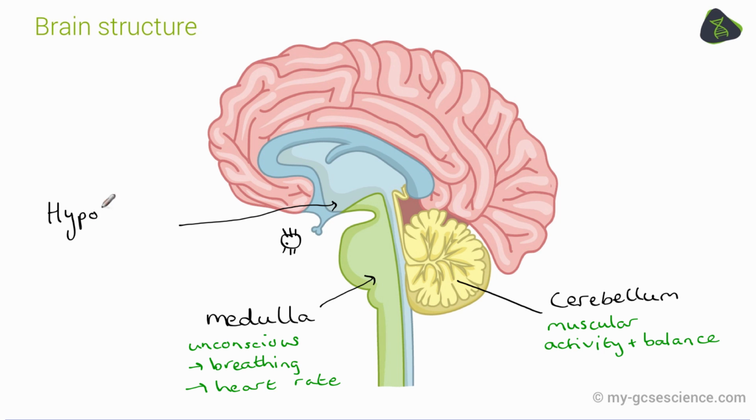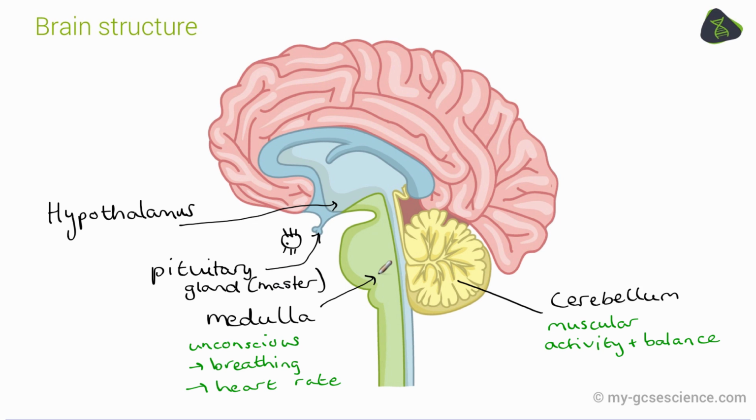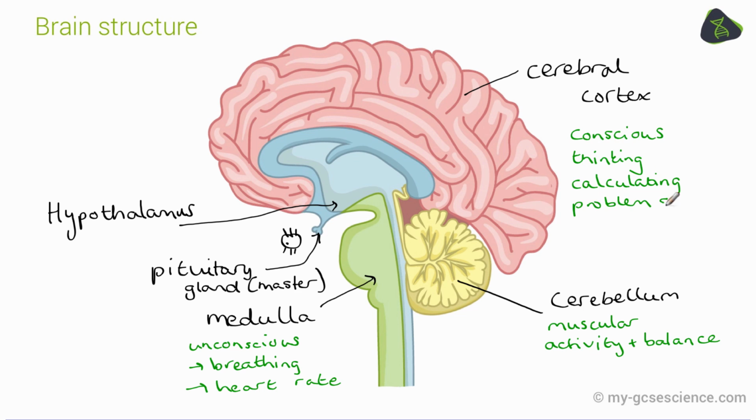In the middle you see the hypothalamus, a hormone control centre, and dangling from it you can see the pituitary gland, sometimes referred to as the master gland, which you're going to hear a lot about in some more homeostasis videos. This rather large, wrinkled, maze-like part of the brain is called the cerebral cortex. This is your conscious, thinking, calculating, problem-solving part that also gives you access to intelligence, memory, language and emotions.